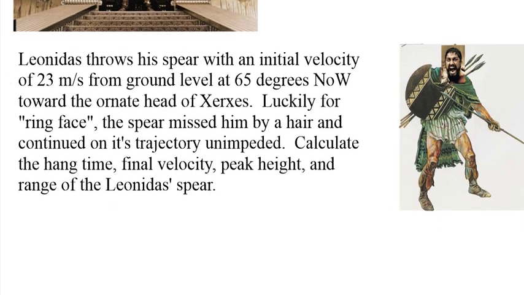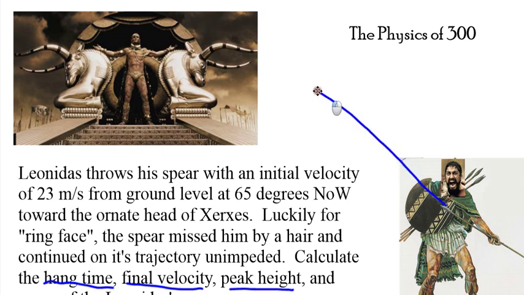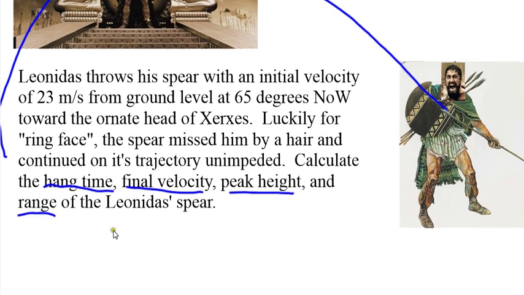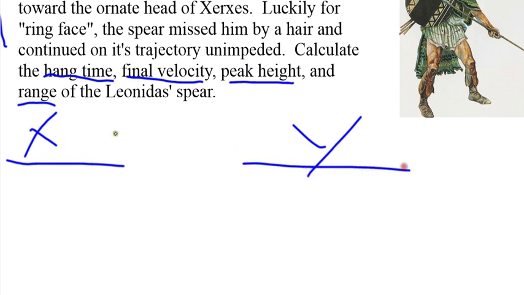So let's do a practice problem. Leonidas throws a spear with an initial velocity of 23 meters per second from ground level at 65 degrees north of west towards the ornate head of Xerxes. Luckily for Ringface, the spear missed him by a hair and continued on its trajectory unimpeded. Calculate the hang time, the final velocity, the peak height, and the range of Leonidas' spear. If you were to imagine this, initially it would go up, miss, and then come back down to the same height that it was thrown at. In this case, let's get to our x and y axes.